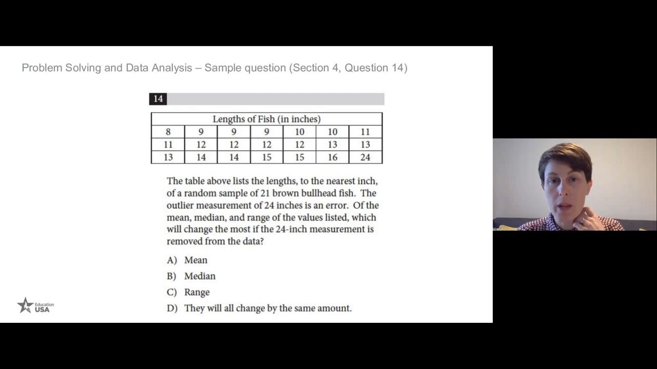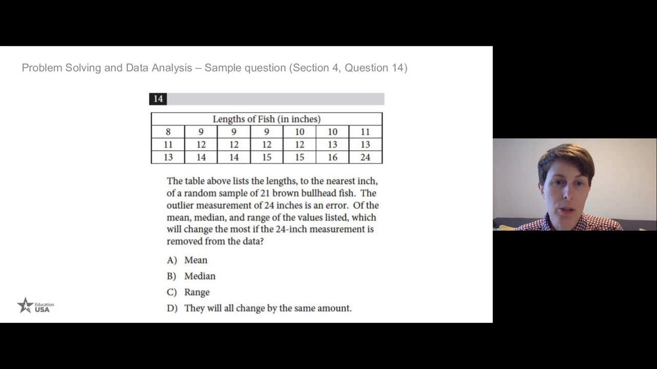So as we read it, I'll go ahead and read this question. The table above lists the lengths to the nearest inch of a random sample of 21 brown bullhead fish. Like the fact that it's brown bullhead fish, who cares? Oftentimes there's irrelevant data that's way more than you need to know. Any descriptors in a math problem are usually not important, unless there were two tables comparing brown bullhead fish to rainbow trout, then we'd need to keep that information separate, right? But we're looking at one table, one kind of fish, so who cares what kind it is? What matters is there's 21 of them and the measurement is inches. Those are the most important things.